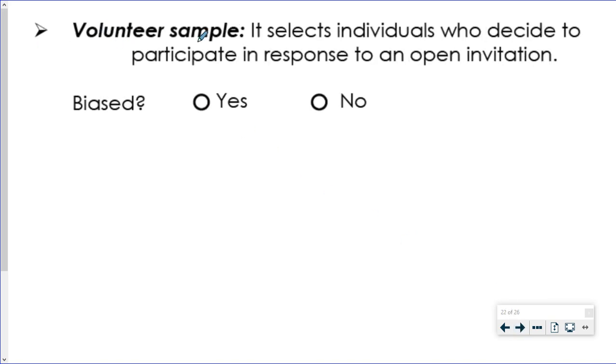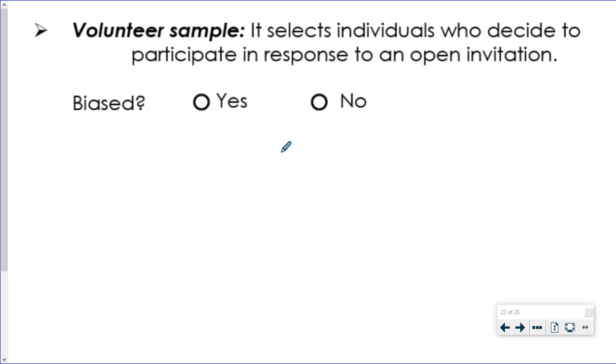All right, next way, volunteer sampling. It selects individuals who decide to participate in response to an open invitation. So let me give you an example. Let's say a company like McDonald's sends out a survey. Anytime you get a receipt from McDonald's, it has a survey on the back. If you fill it out, they give you a code, and then you get, usually I think, a buy one get one quarter pounder or egg McMuffin. That is called volunteer sampling.